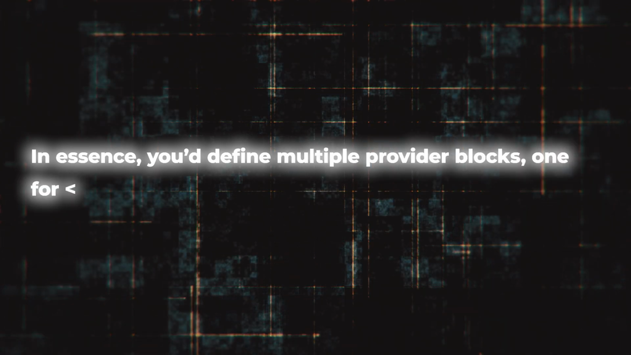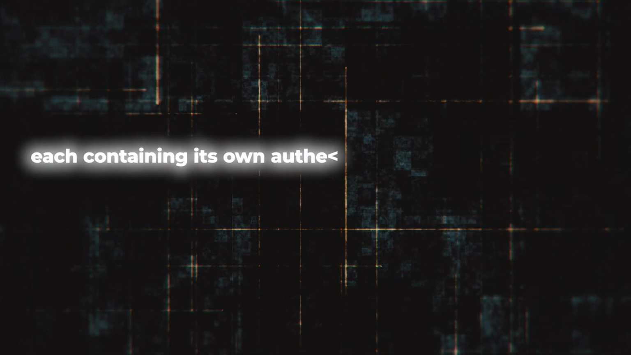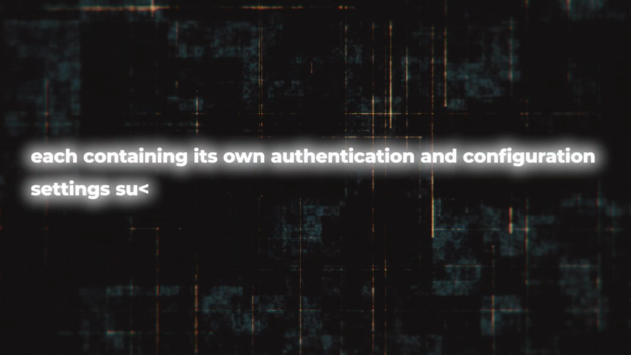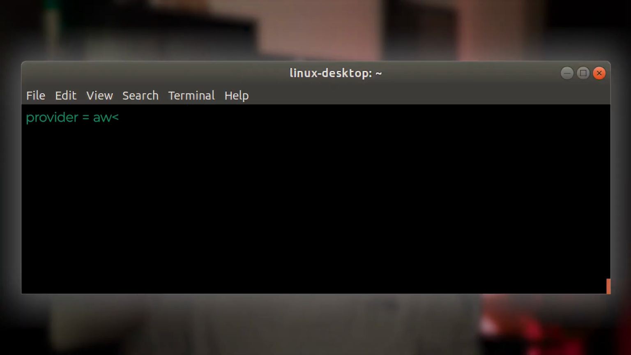In essence, you define multiple provider blocks, one for AWS and another for Azure, each containing its own authentication and configuration settings such as region or subscription details. From there, each resource block specifies which provider to use, whether provider equals AWS or provider equals AzureRM, ensuring that Terraform knows which cloud environment to operate in.